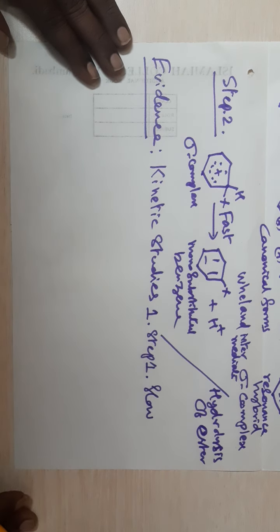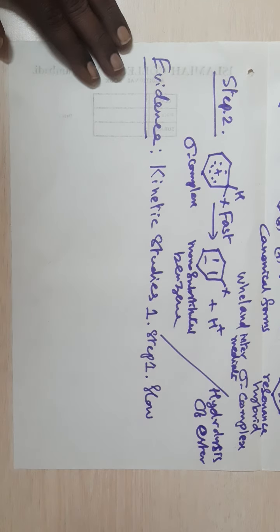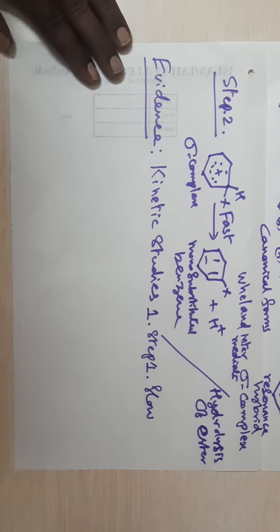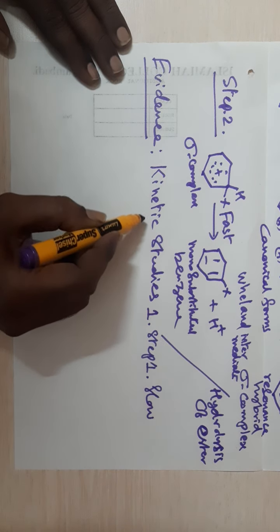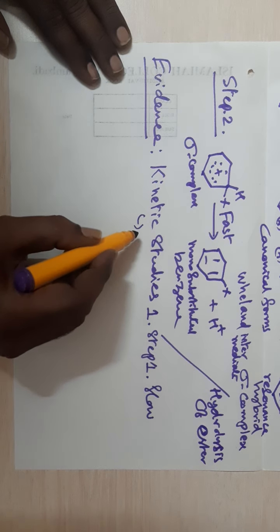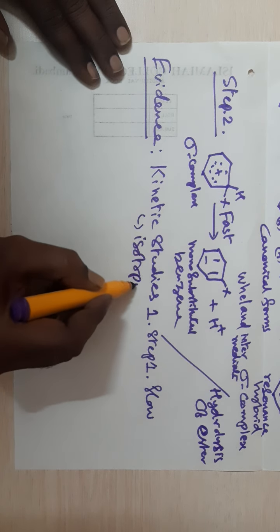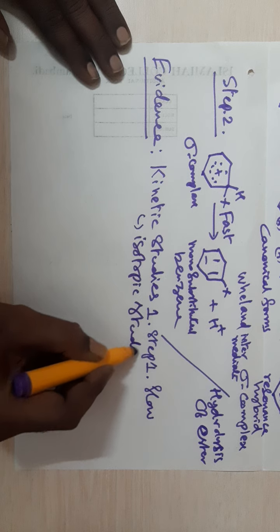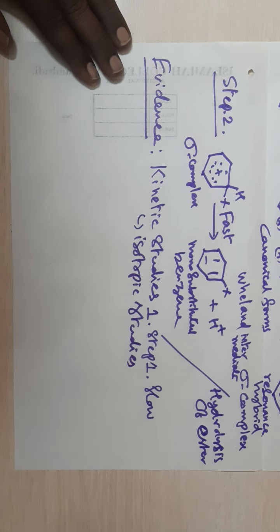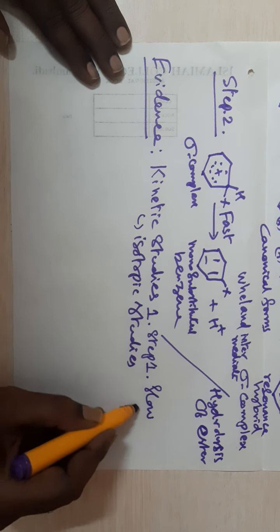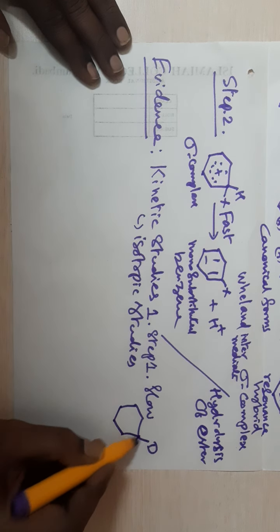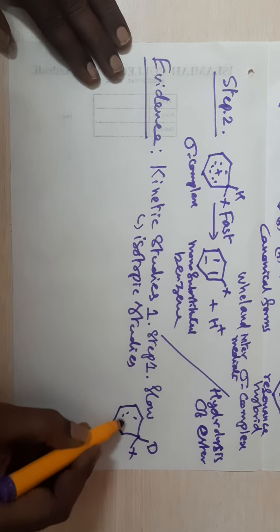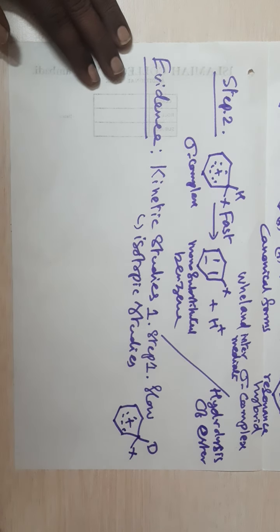How is it done? How can kinetic studies confirm that the first step is the slow step and the second one is the fast step? This can be done by kinetic isotopic studies. In kinetic isotopic studies, if the hydrogen is replaced by a deuterium, this is the intermediate that is obtained, the sigma complex or valent intermediate.